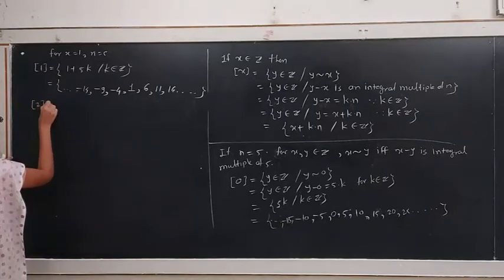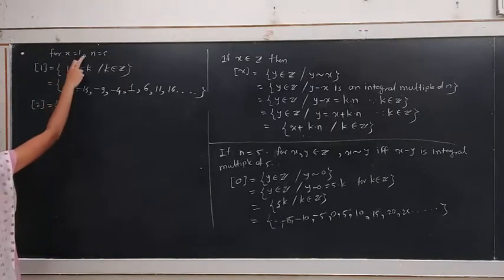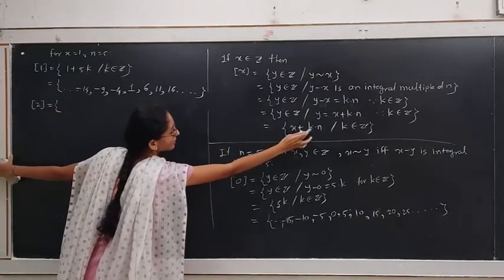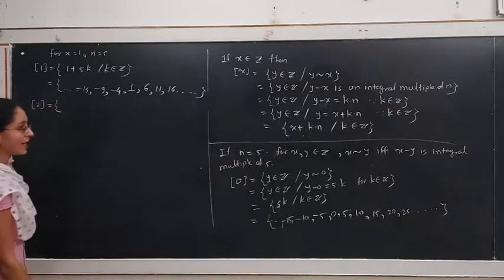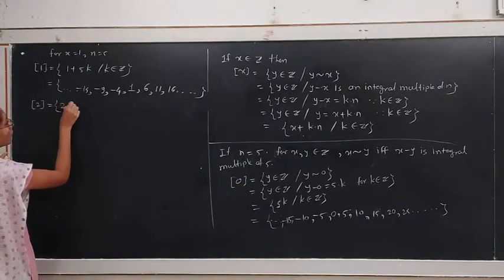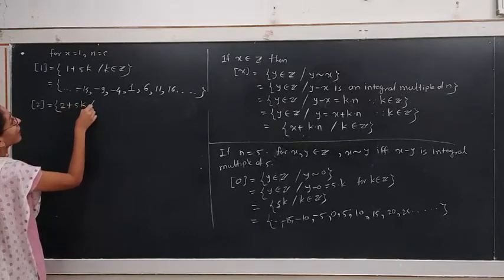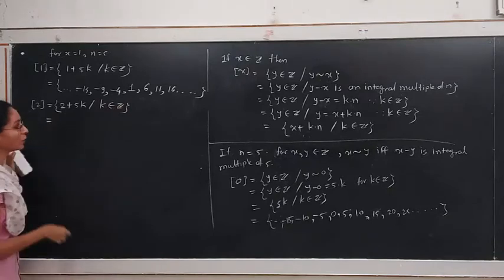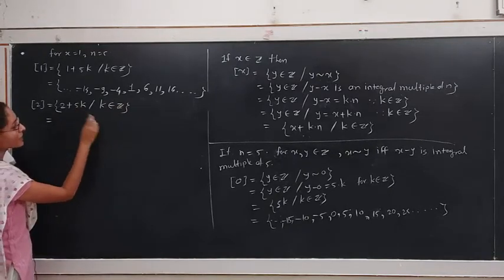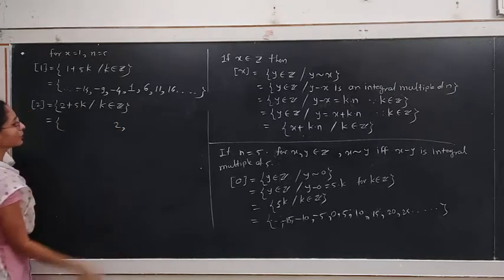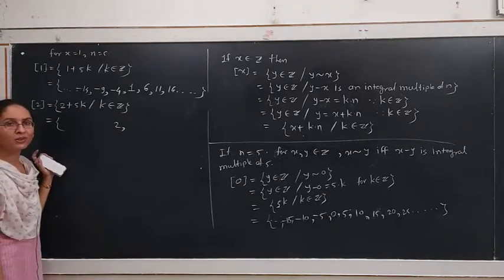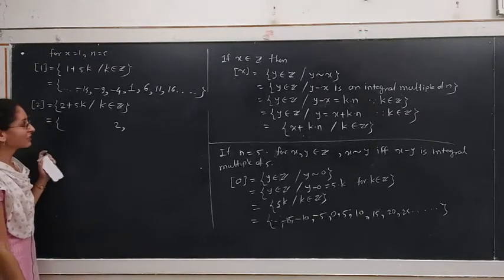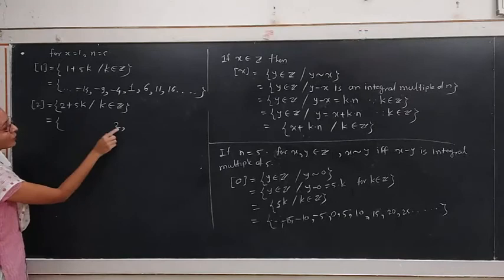Next, the equivalence class of 2, for x equal to 2, n equal to 5, we get this set as 2 plus k into 5. This is 2 plus 5k, where k belongs to Z. Vary the value of k over integers. If k equal to 0, then we get element 2. Also, we know every element belongs to the equivalence class of itself. The same element is present in the equivalence class. For k equal to 0, we get 2.